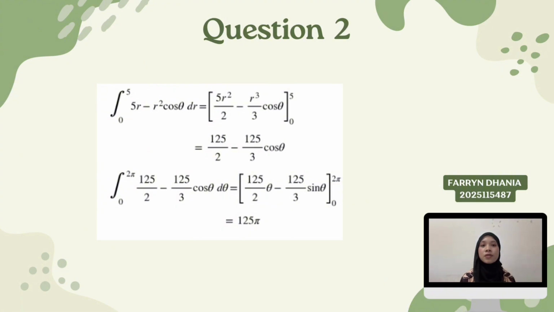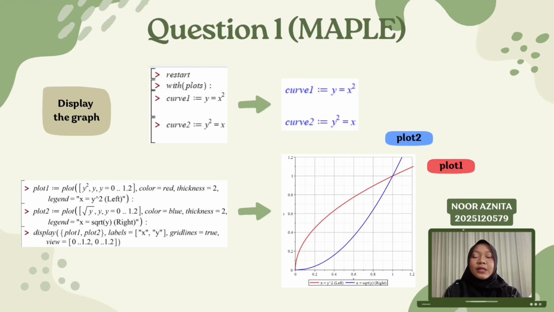Then we integrate this result with respect to theta from 0 to 2 pi. The cosine terms become 0 after substitution. So the final answer is 125 pi. Now I will show how to solve Green's theorem problems using Maple.